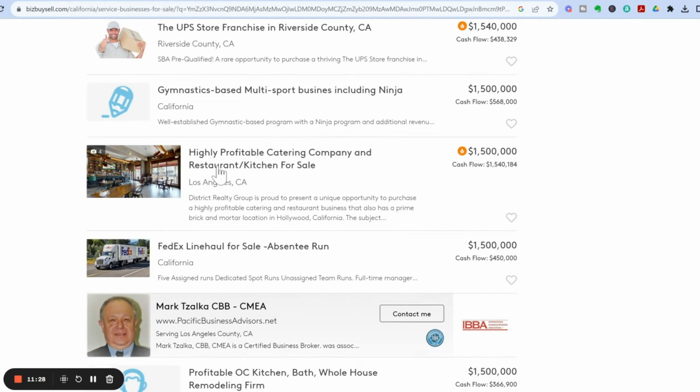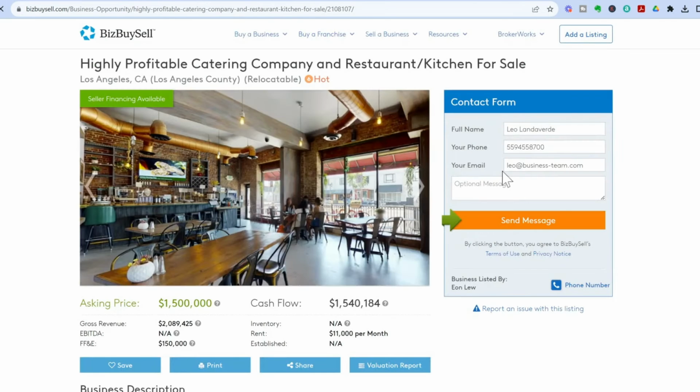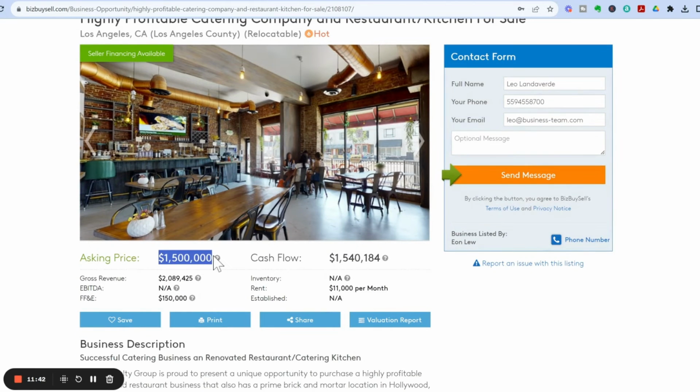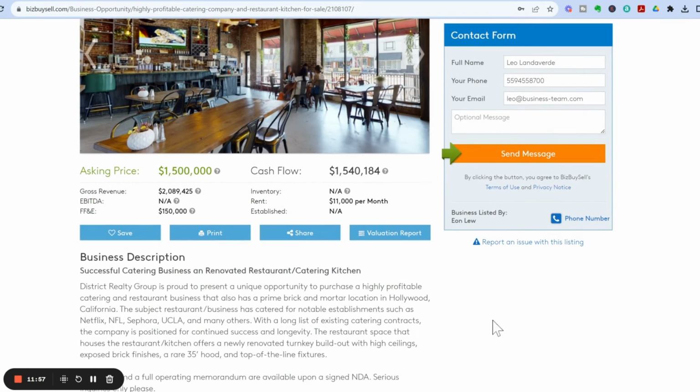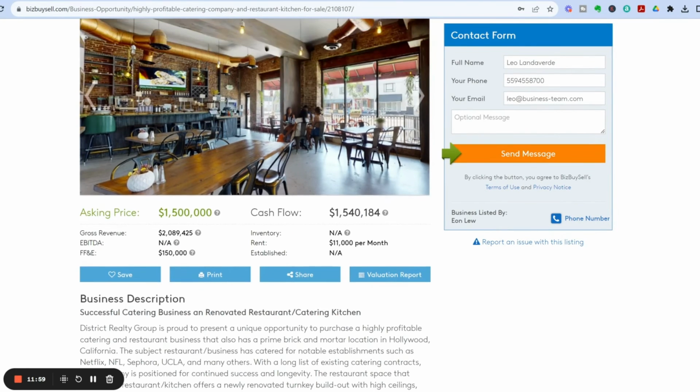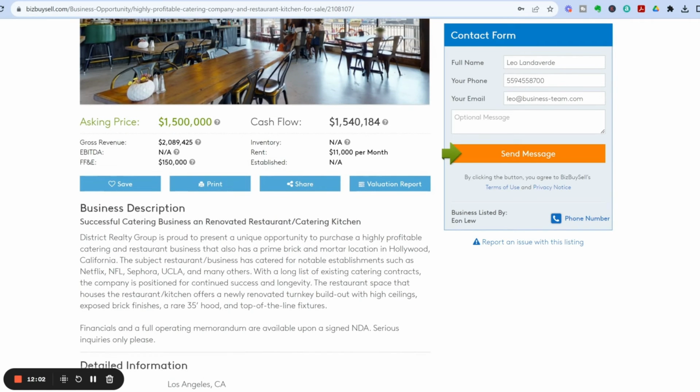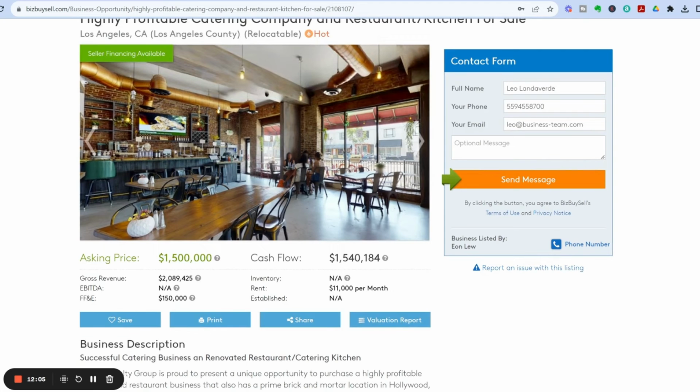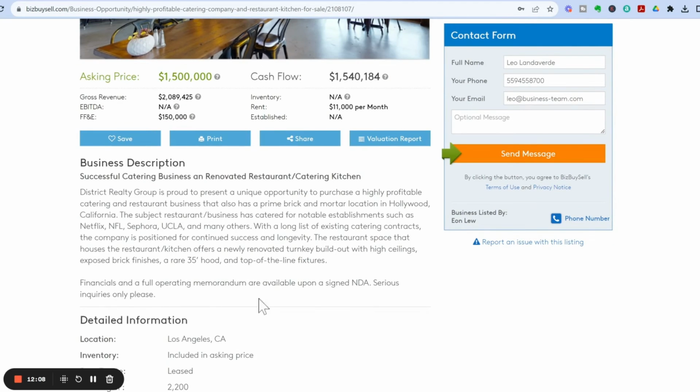Highly profitable catering. I've seen quite a few of these already. Now, I did look at this similar one a few days ago on behalf of somebody else. Let me take a closer look. So they're asking 1.5 million, and the cash flow is 1.5 million, and the revenue is 2 million. Well, wow. This is essentially a little over 1.25 times cash flow. That is fantastic. But what's wrong with this? Something doesn't seem right. It's just too good to be true. If it is too good to be true, maybe it's too good to be true.